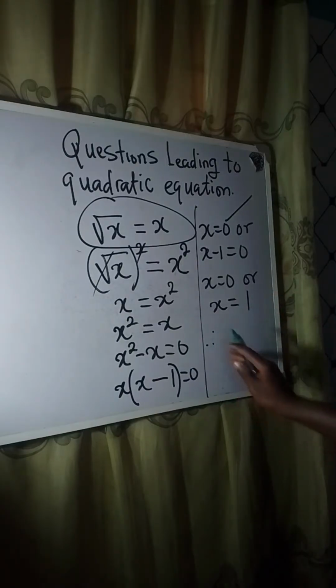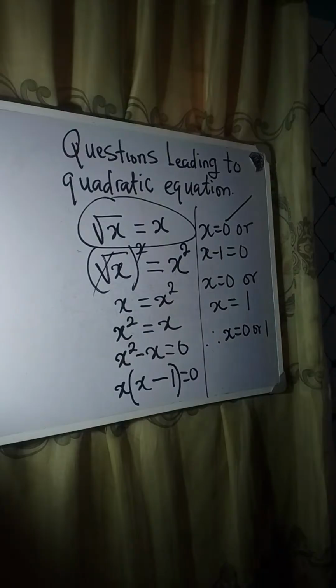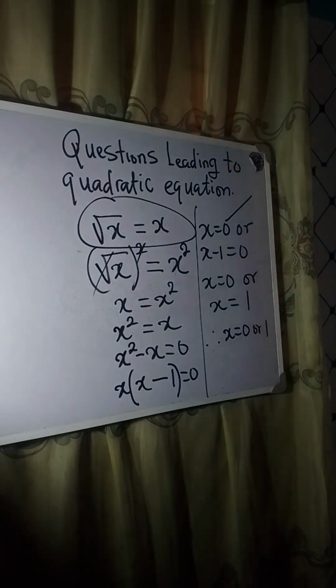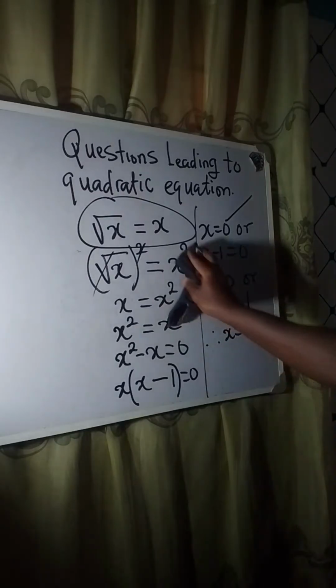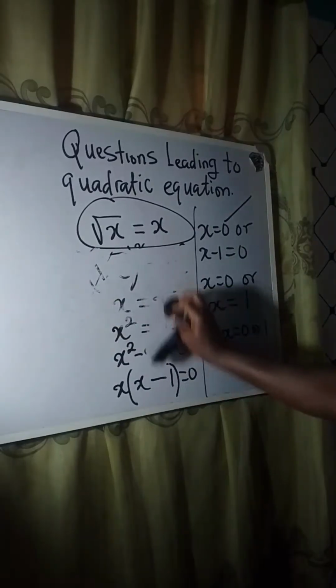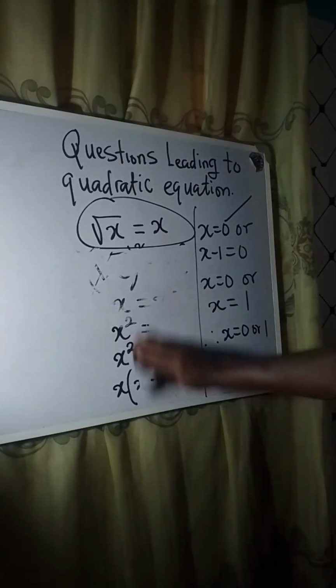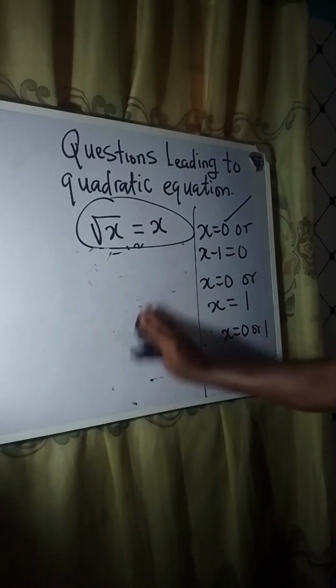Therefore, to conclude this, x is equal to 0 or 1. Like I said, every quadratic equation has two solutions. So this is completely solved. And like I always do, if you follow me on my channel, I always verify my result so that we can be very sure that we are correct.